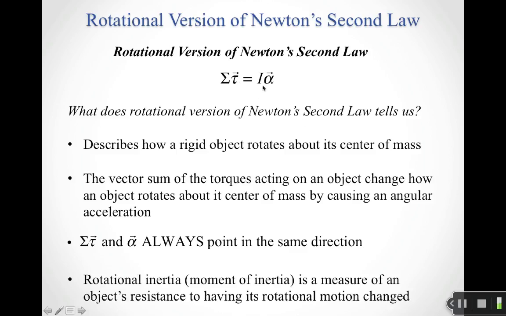And then this last term, the moment of inertia, is a measure of an object's resistance to having its rotational motion change. So in exactly the same way that we talked about mass is a measure of an object's resistance to having its center of mass motion changed, the larger you make the rotational inertia, the larger the torque you need to change how an object is spinning. And so we'll put these things together in class in working rotational inertia problems tomorrow.